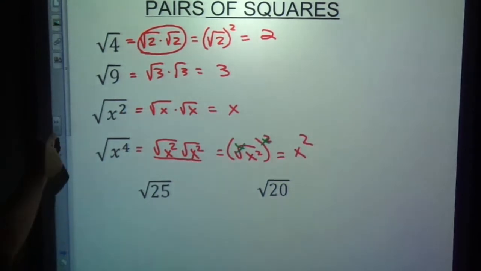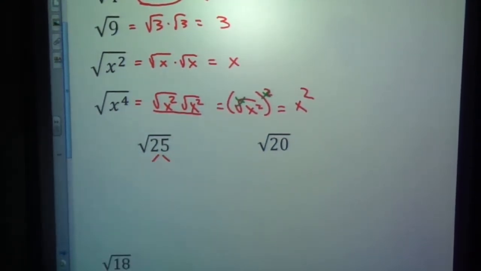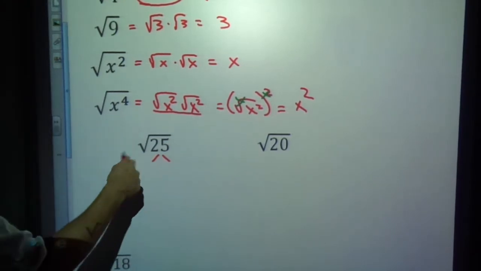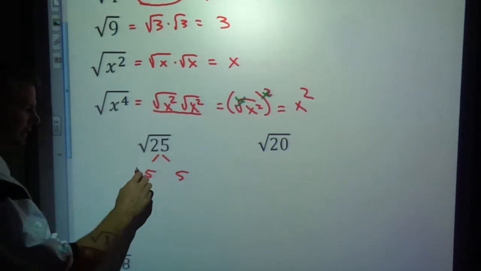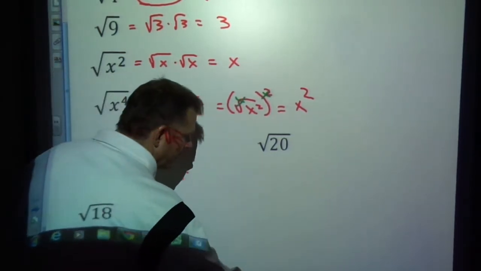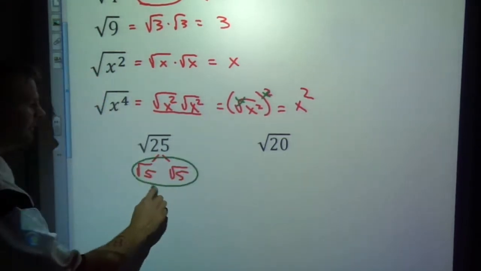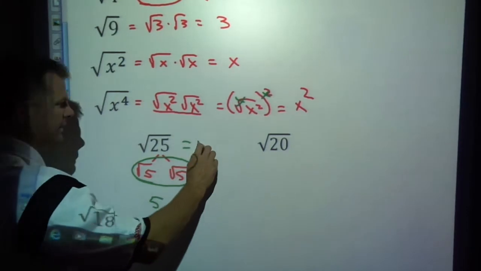Let's look at a problem like the number 25. We've done factor trees in the past. You know how to break this down. 25 breaks down to be 5 and 5. That's as far as it goes. Let's put radicals on the ends. And here we have a pair of squares. Square root of 5 times square root of 5 equals plain 5. So this answer is plain 5.